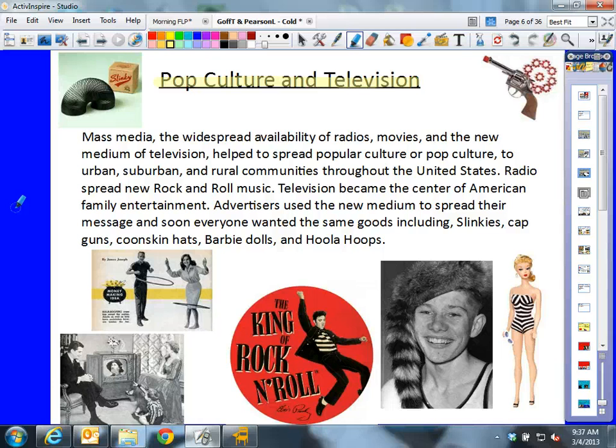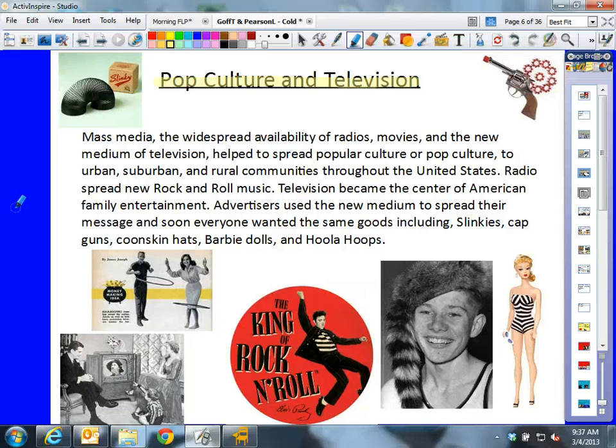Advertisers used the new medium to spread their message, and soon everyone wanted the same goods, including slinkies, cap guns, coonskin hats, Barbie dolls, and hula hoops. All things that come out during this time period. The use of the radio and television is what helped spread the word about these products, so then people wanted to buy them.